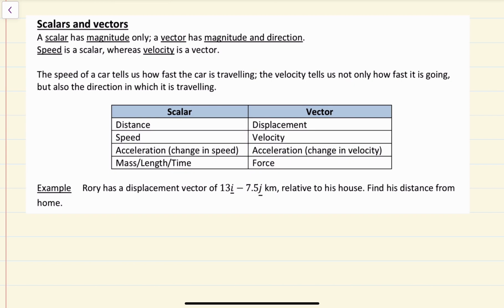So you can see here, distance is a scalar. The vector equivalent is displacement. Speed is a scalar. Its vector equivalent is velocity. Acceleration could mean change in speed. Acceleration could also mean change in velocity. So we'll see the difference in those. And then other scalars you've got are mass, length, and time. They've just size. Force, well, I quite often forget, force is also a vector. So just be careful on that one.